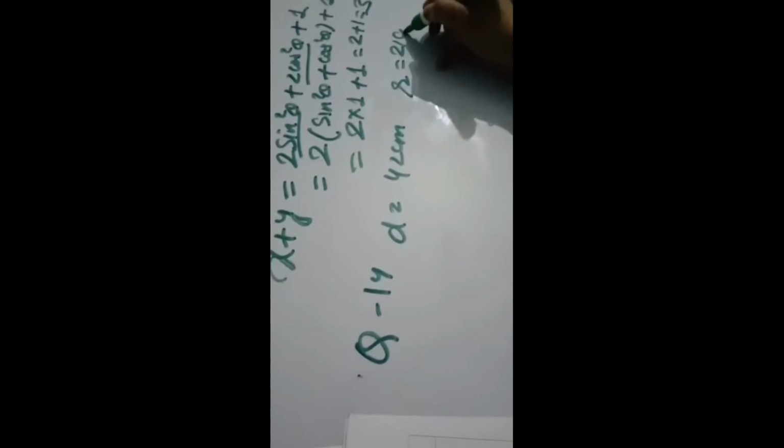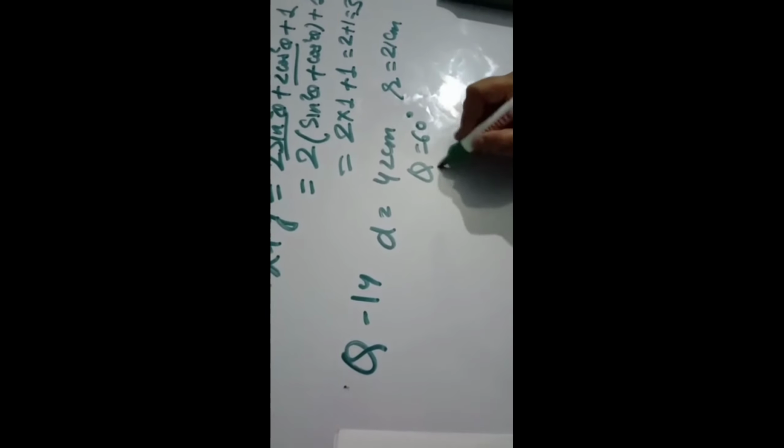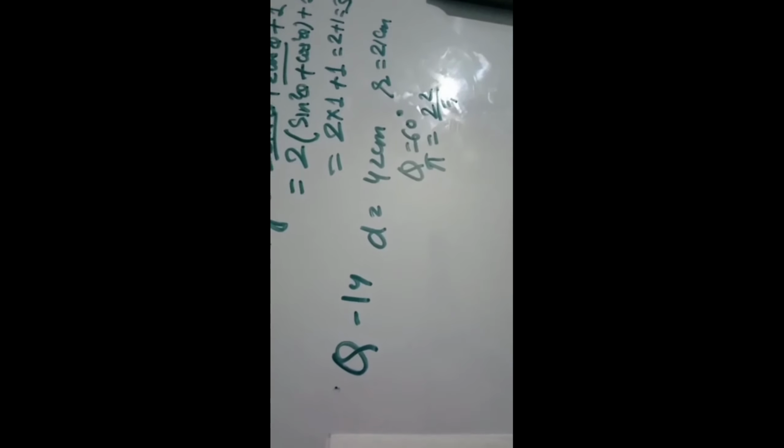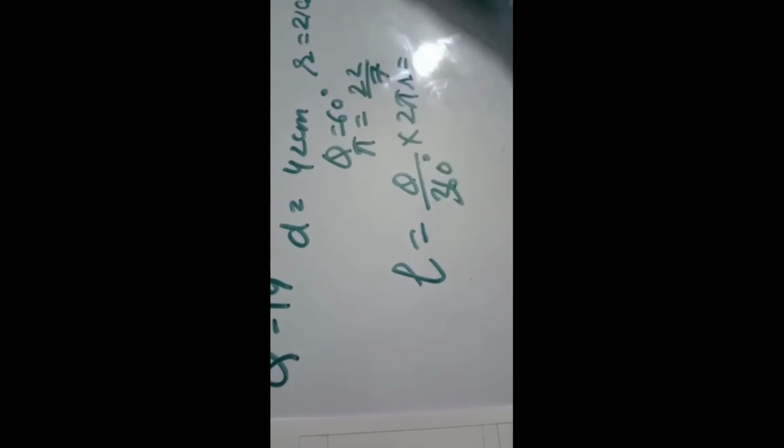Now see question number 14. In a circle, diameter is given 42 centimeter. If diameter is 42, radius will be 21 centimeter and theta is given 60 degree. It subtends angle 60 degree at the center. Pi value is 22 over 7. What will be the length of the arc? Now the formula of length of arc is theta over 360 into 2 pi r. You will solve it. Theta you will write 60 over 360 into 2 into 22 over 7 into r is 21.